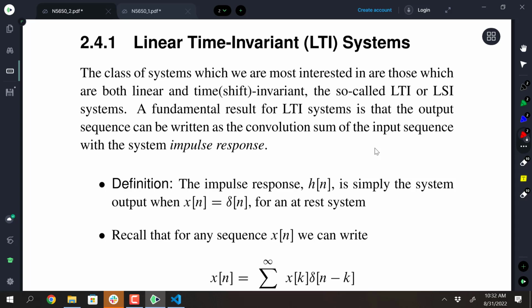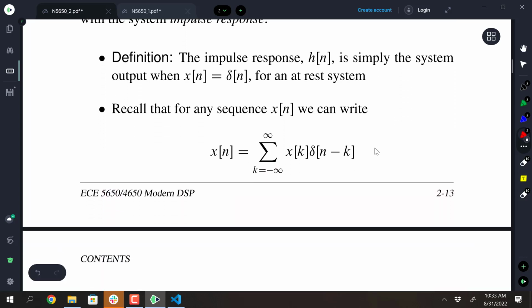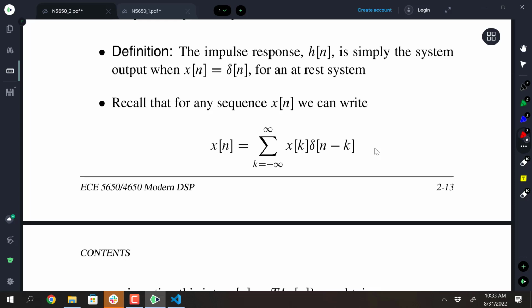So we're going to move on to LTI systems, linear and time invariant. Those are 2 of the 5 properties we just talked about. They turn out to be the systems with which we're the most interested. So LTI is the most important type of system.